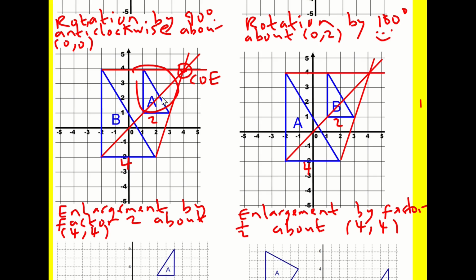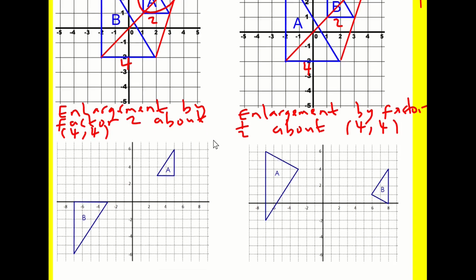Okay, nice. Hopefully happy with that. This ray line argument, even though I don't always say to use it when you're performing the enlargement, is absolutely essential when you are describing the enlargement to get the center of enlargement.